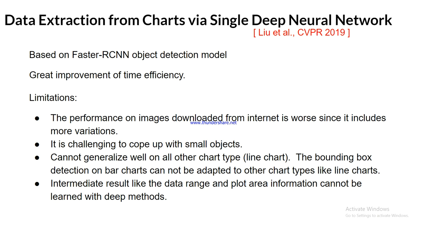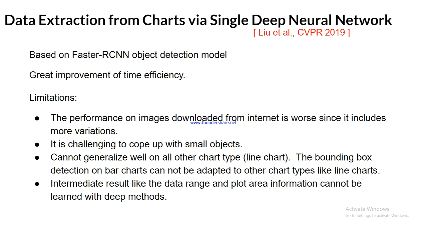CVPR 2019 on data extraction from charts by a single deep neural network. That was based on the Faster R-CNN object detection model, and there was a great improvement in time efficiency, but there were also some limitations. The performance on images downloaded from the internet is worse, since they include more variations. Also, it is challenging to cope with small objects using a single deep neural network.